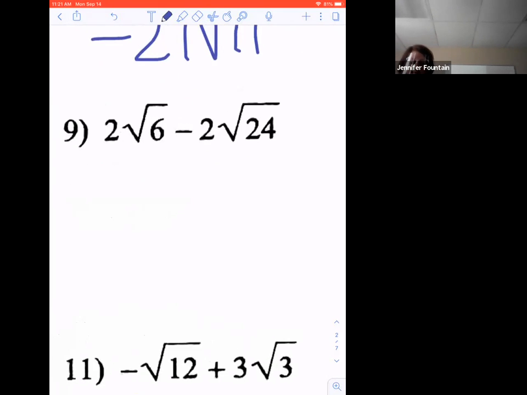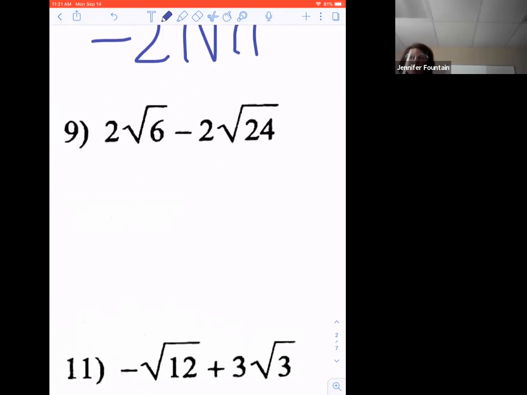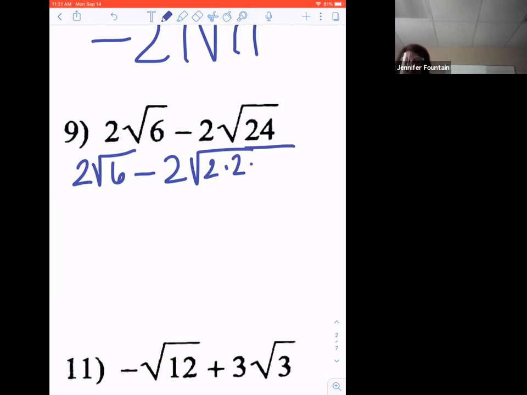Okay, so let's take a look at that. I know that 2 times the square root of 6 is in simplest form. But when I look at the square root of 24, what are my prime factors of 24? Smallest prime factor? 2. 2 times what? 12. Smallest prime factor of 12? 2. 2 times what? 6. Smallest prime factor of 6? 2 times 3.